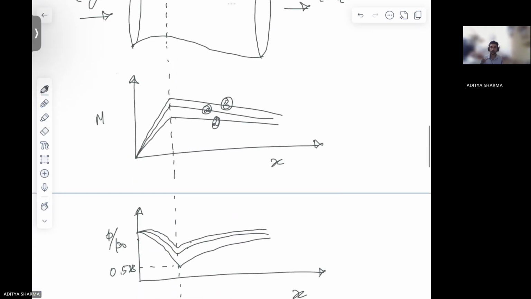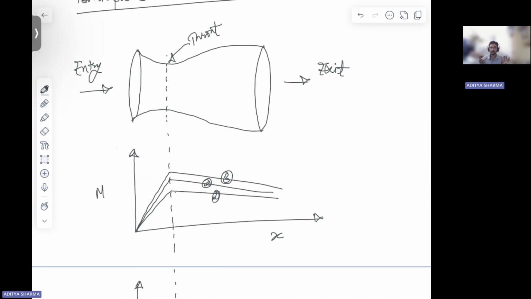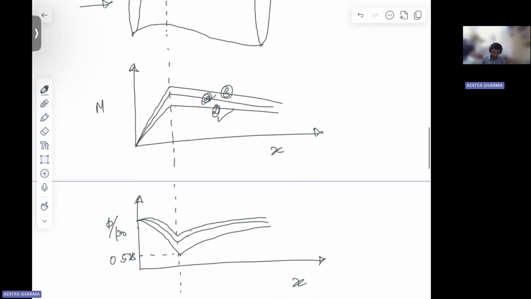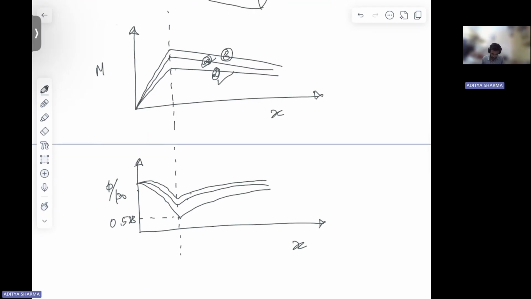So when your flow is choked, you'll have some equation of your pressure at entry and pressure at your exit. So this ratio you'll have, right? Now, if this ratio is not favoring the choking, the flow at the throat is going to be subsonic. If you see one and two, they depict that only. So this is your three, this is your two, this is your one, right?